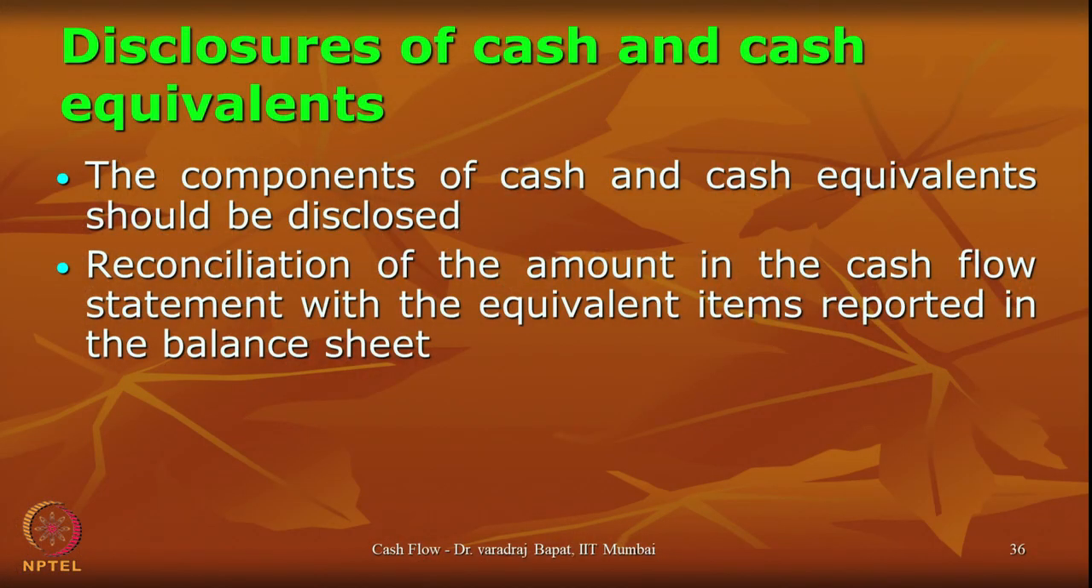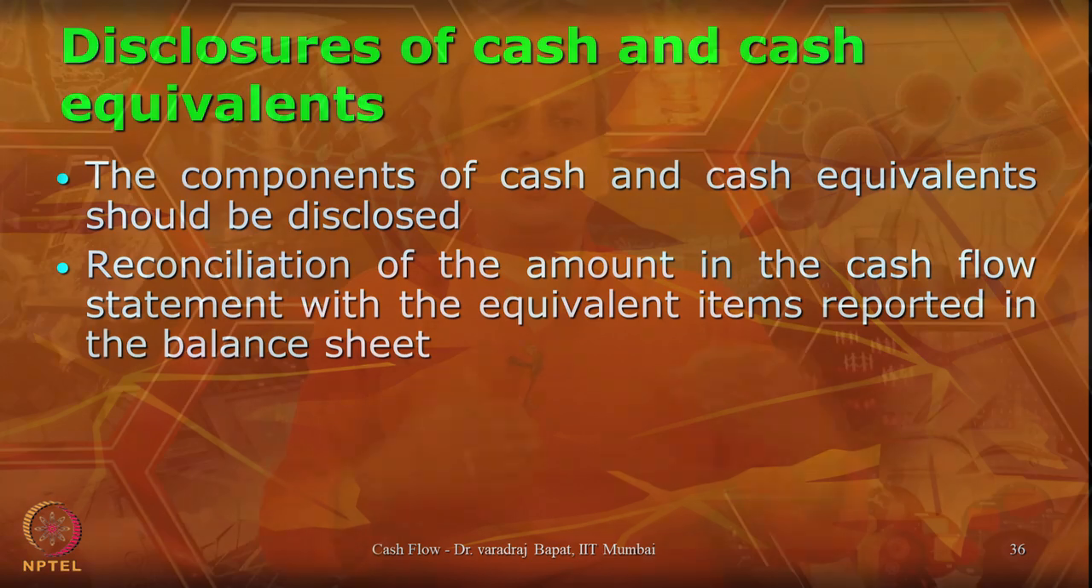Now, in the end, you are required to make disclosure of cash and cash equivalent. So, you should show the total cash and cash equivalent in the beginning and in the end, and a reconciliation. Because in the cash flow statement, you have listed all inflows and outflows. The net total of that should match with the movement of cash and cash equivalent, and it should match with your balance sheet.